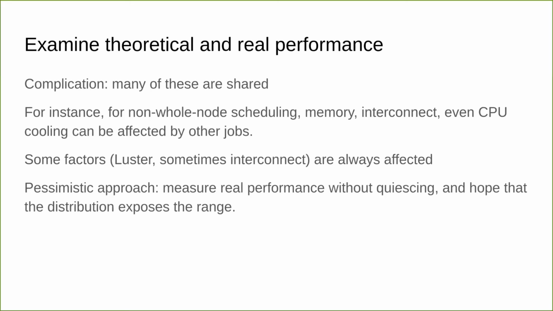Many of these metrics are shared resources, which means that it's difficult to get good measurements on them. So, for instance, if you're doing by node, by core scheduling, then you'll be competing for various node resources with other jobs that happen to be on that node. Even if you choose whole node scheduling, you'll be competing for factors like interconnect and Lustre.